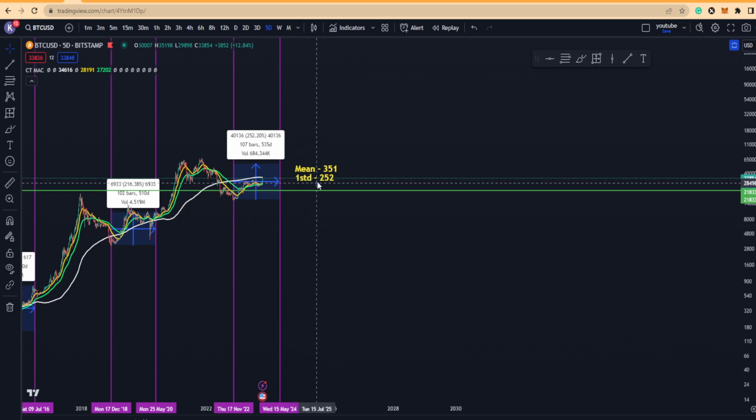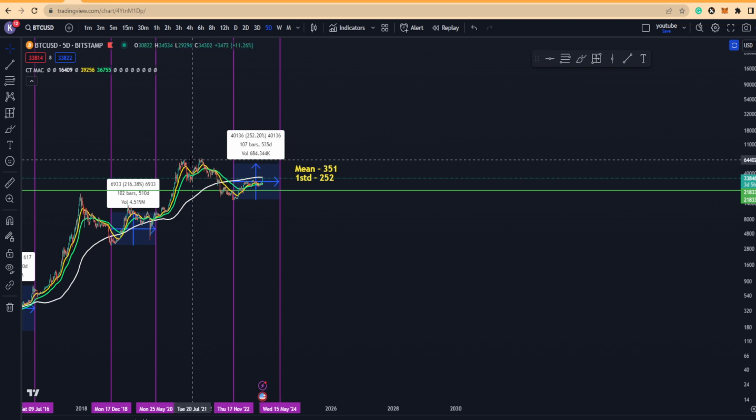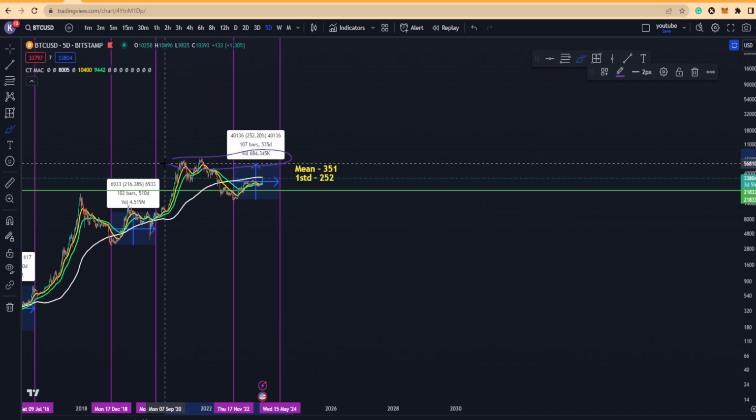Now, if we were to take the first standard deviation of 252%, that puts you roughly around the $56,000 to $57,000 area, which confluences with the resistance of the previous bull market highs. Keep in mind, guys, if Bitcoin comes to this area, there could be a scenario where we could be facing a triple top situation.